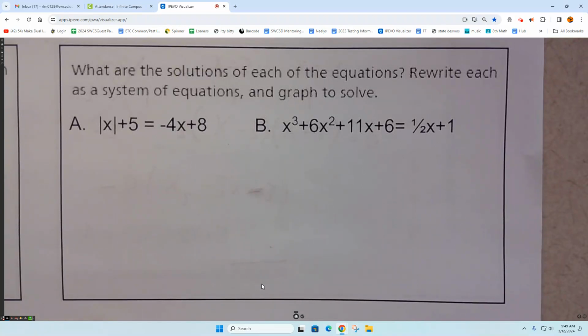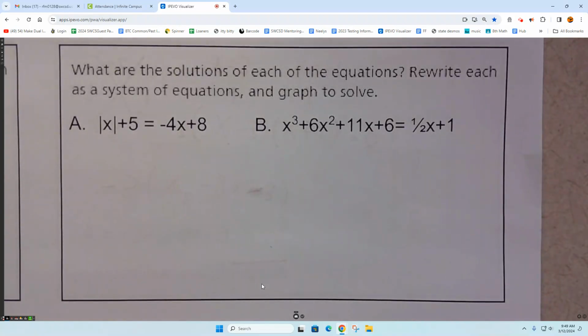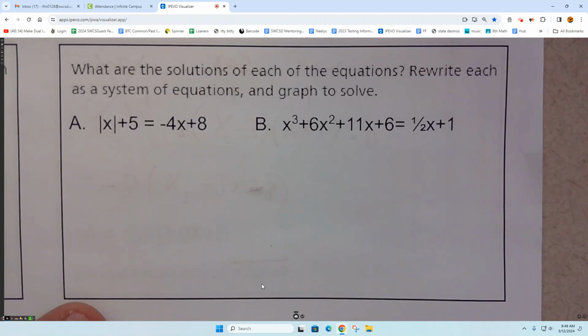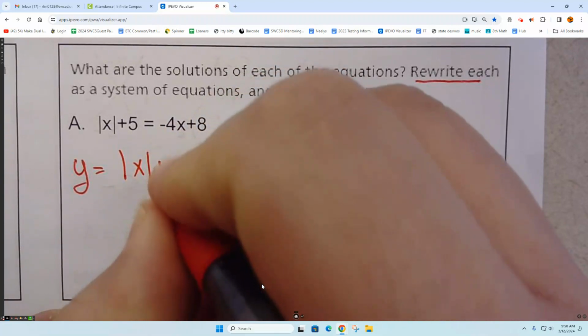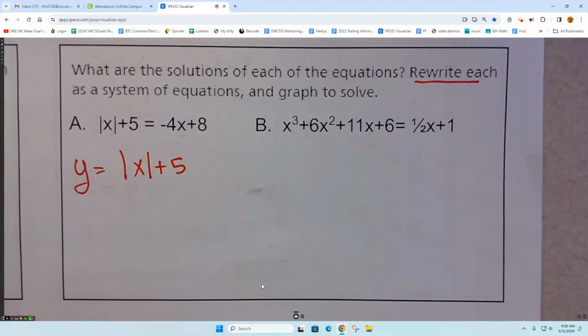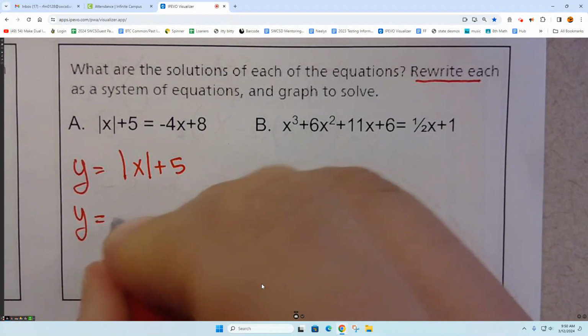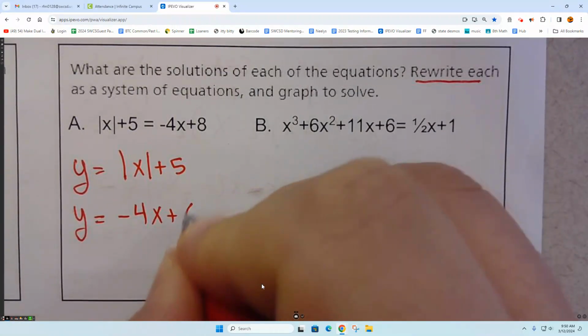All right, so this problem, again, it's just a mess of stuff. It says, what are the solutions to each equation? This is the only direction that you have to make sure is rewrite each equation as a system and graph and solve. So that means I have to write y equals absolute value of x plus 5, and y equals negative 4x plus 8.